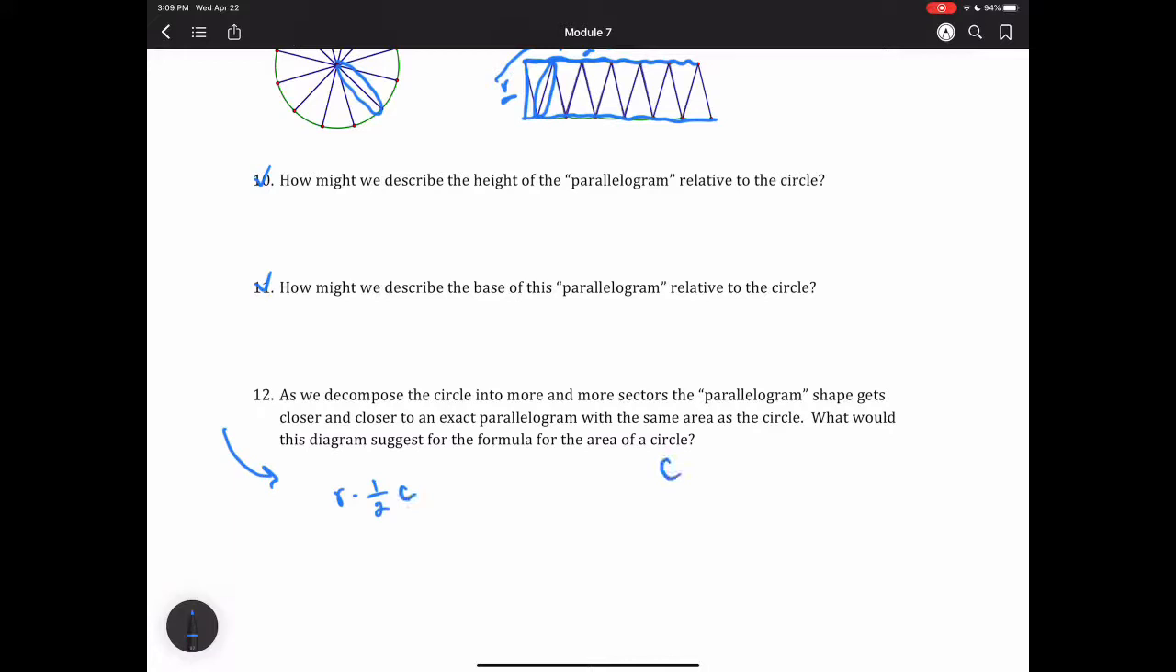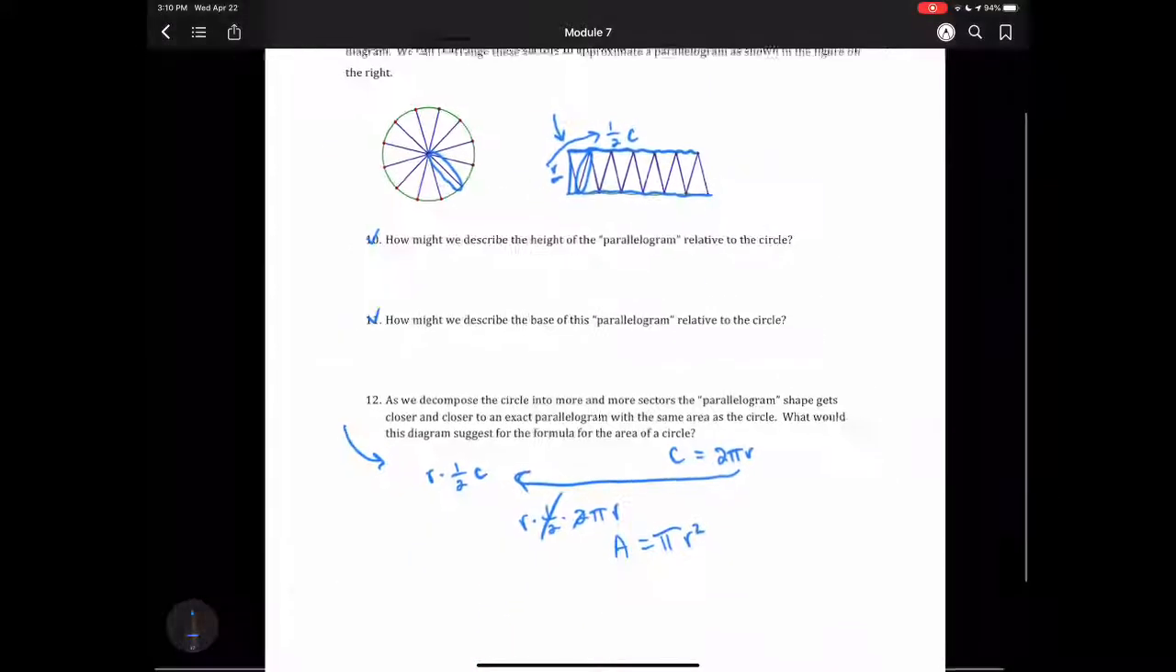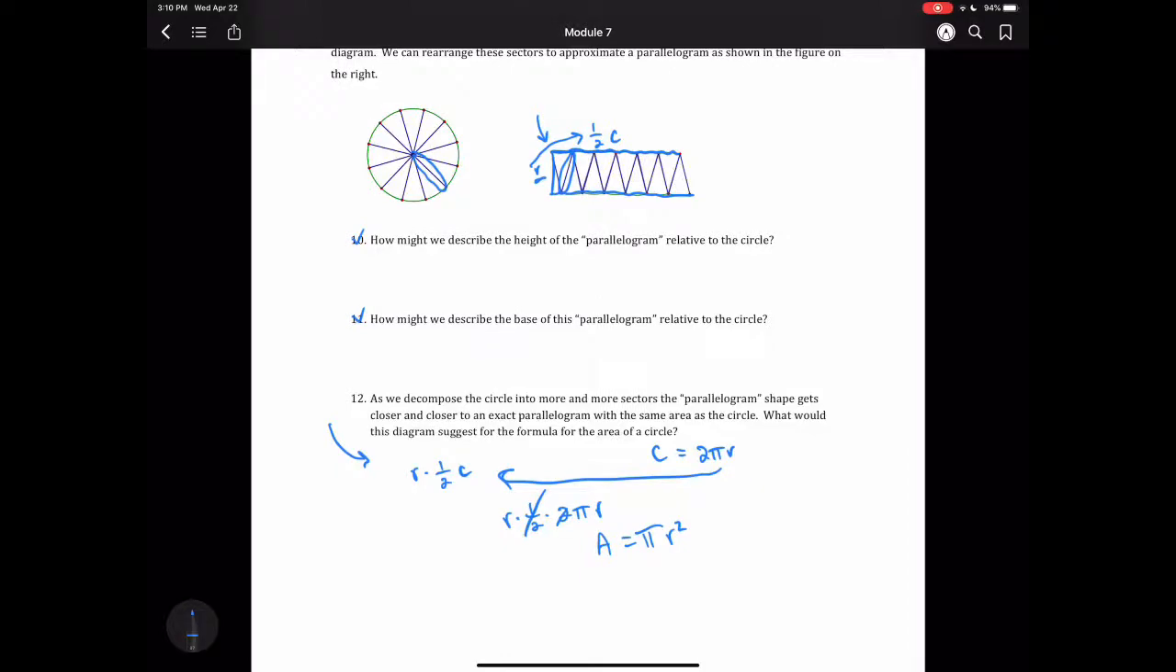Now we've already discussed, just in the last approach, that the circumference is just 2 times pi times r. So if we plug that in, very similarly to what we did last time, we get r times 1/2 times 2 pi r. The 2 and 1/2 cancel each other off. Pi and r squared are left over. So the area of that parallelogram, which is truly just the area of the circle, is pi r squared.